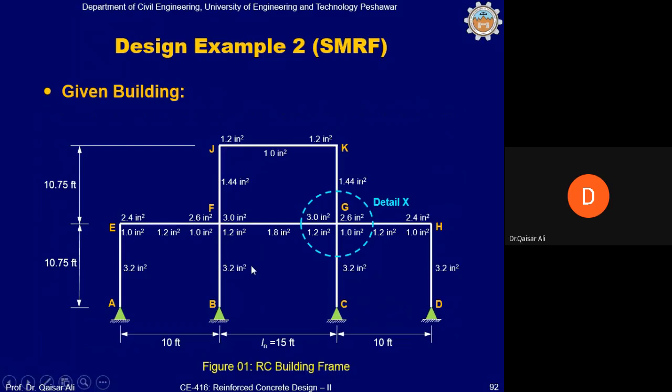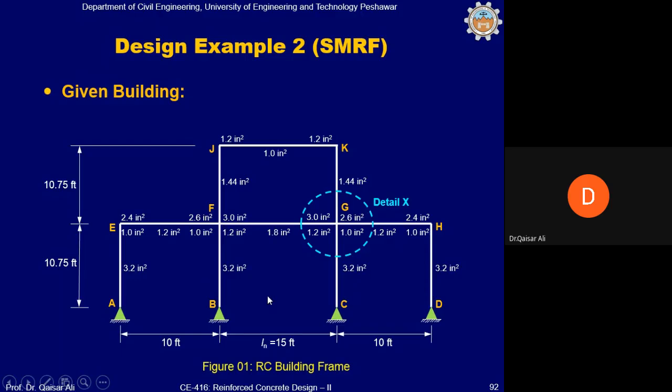This has been obtained from the analysis and design. And reinforcement in the beam on one side of the column is 3 square inch negative reinforcement, and positive reinforcement is 1.2 square inch. On the other side of the beam, this reinforcement is 2.6 and 1 square inch. Mid-span reinforcement is 1.8 square inch. On the right of the beam at portion G, the same reinforcement is required. Okay, and the column CG also requires 3.2 square inch from the analysis.